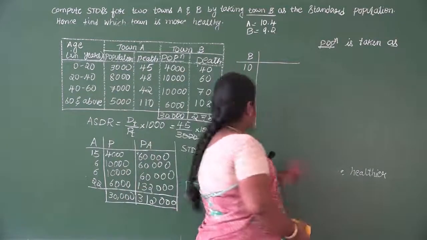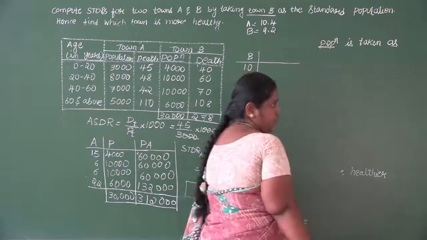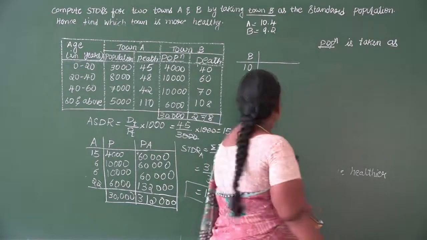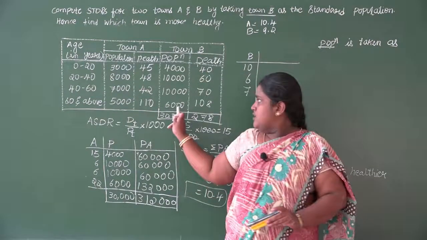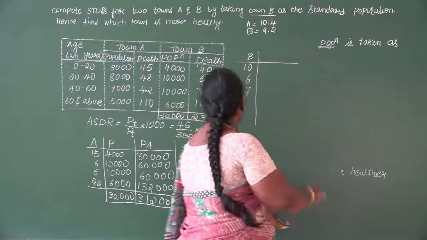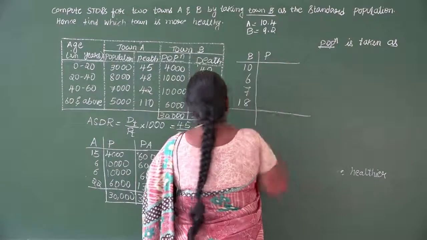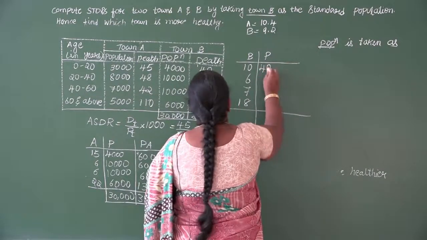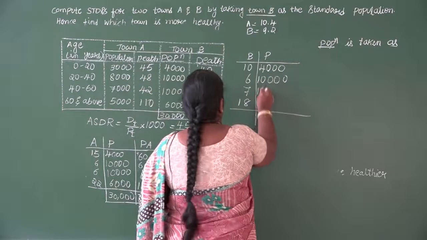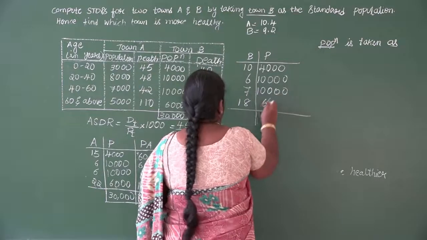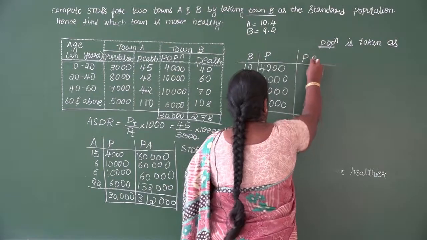Next one 60 divided by 10,000 into 1,000. It is 6. Next 70 divided by 10,000 into 1,000. 7. And the last one 108 divided by 6,000 into 1,000. It is 18. Now what is P value? It is 4,000, 10,000, 10,000, 6,000. Now multiply P and B.